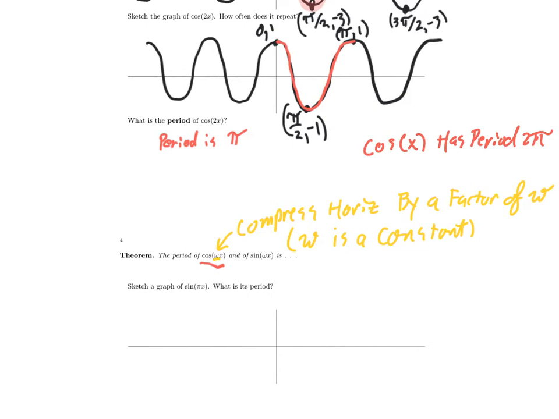So the period of these functions is 2 pi over omega. And it's important that omega is a constant. You couldn't use this to compute the period of the cosine of x squared. In fact, that's a non-periodic function. If you look at the graph, you'll see that it doesn't even have a period over which it repeats.